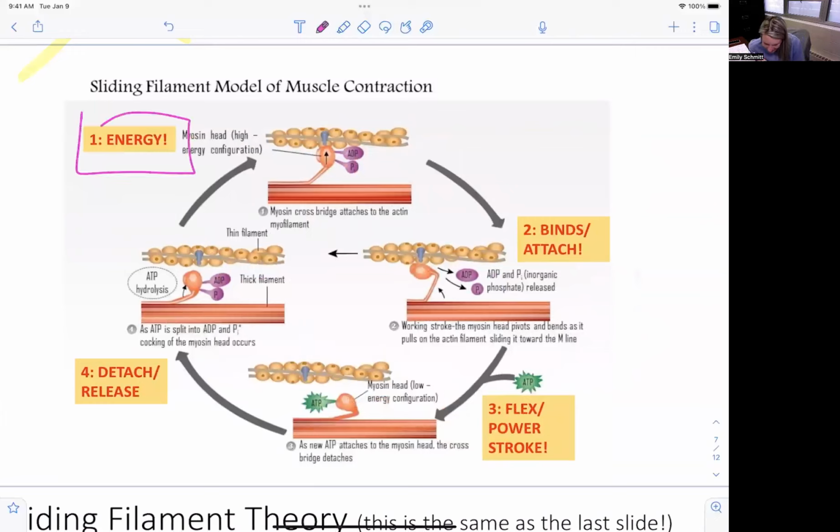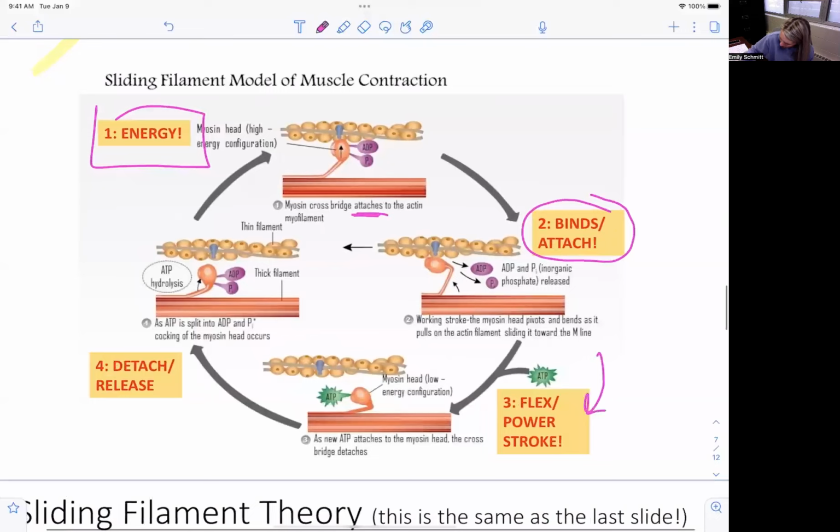So the myosin head is in a high energy configuration. And then we have the binding and the attachment. So the myosin cross bridge attaches to the actin myofilament. This works the stroke: the myosin head bends and pulls the actin filament, sliding it toward the M line. So then we have the flex and the power stroke.